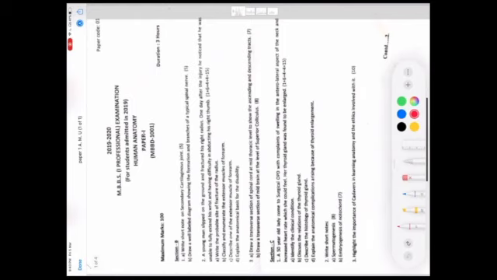Hello, here what you're seeing is a question paper of MBBS first professional exam for the students admitted in 2019. This question paper is from JNMC, that is Jawaharlal Nehru Medical College, AMU, Aligarh Muslim University, Aligarh, UP.